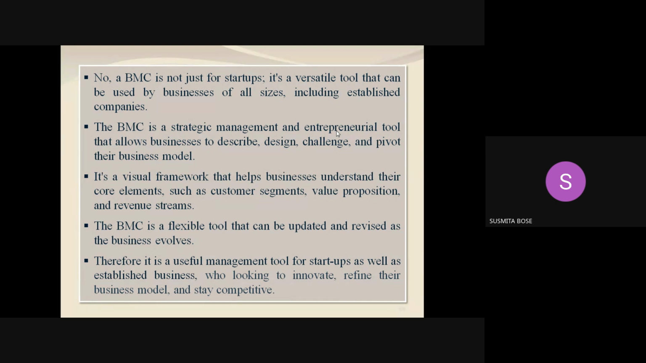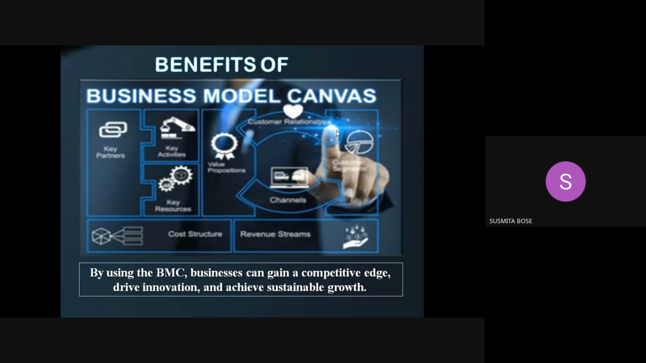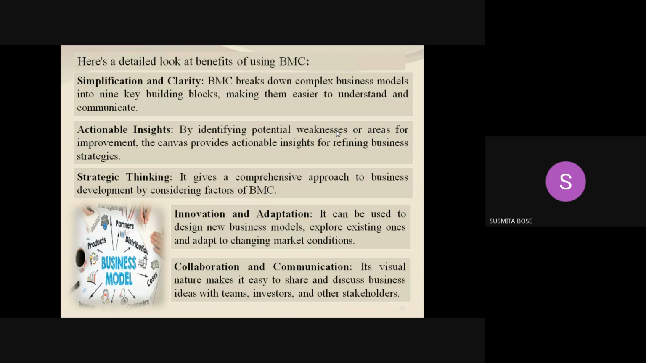Because it is a strategic management and entrepreneurial tool that allows business to describe, design, and find out challenges. It's a visual framework that helps the business to understand their core elements. So this is useful for startups as well as for the existing well-established business who are planning to launch a new product. By using the BMC properly, business can gain a competitive edge, drive innovation, and achieve sustainable growth.